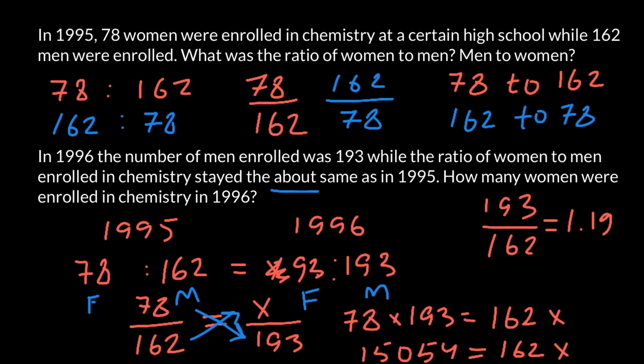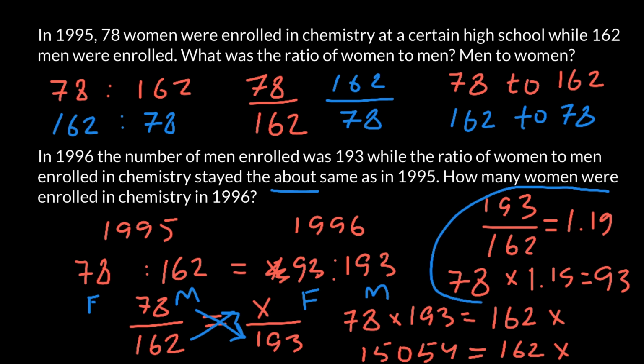And we would find that the number of men in 1996 increased by a factor of 1.19. Now, next we just have to multiply the number of females in 1995, which is 78, by this number 1.19. And we are going to get the same rounded number, which is 93. So this is the second way how we can solve this problem, and probably for many of you this second method might be easier than the first one.